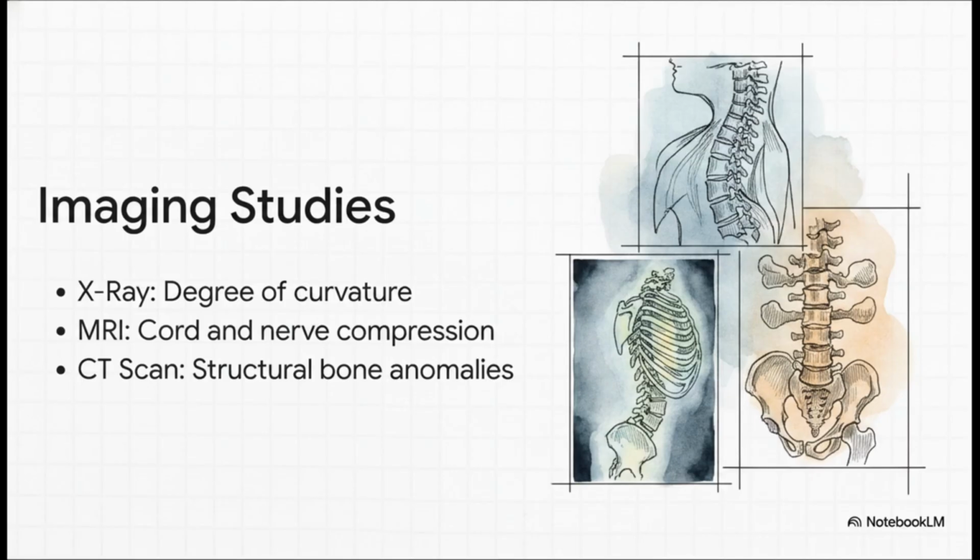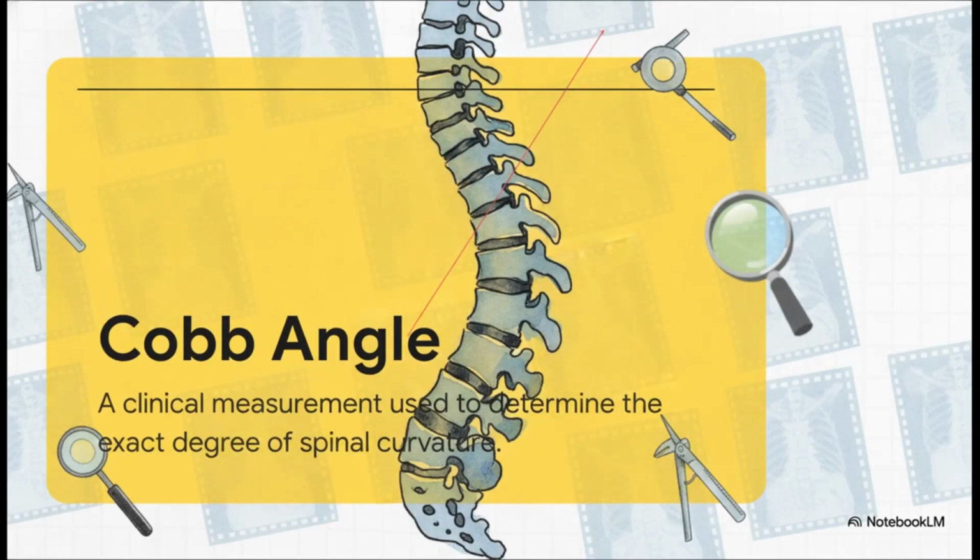An X-ray is your fundamental tool. It clearly shows the degree of the curve and the actual shape of the vertebrae. But if a patient presents with those severe neurological symptoms we just discussed, like numbness, the doctor is definitely going to order an MRI scan, which provides incredible detail of the soft tissues, the spinal cord, and the nerves. Alternatively, a CT scan might be chosen to map out highly complex structural bone abnormalities.